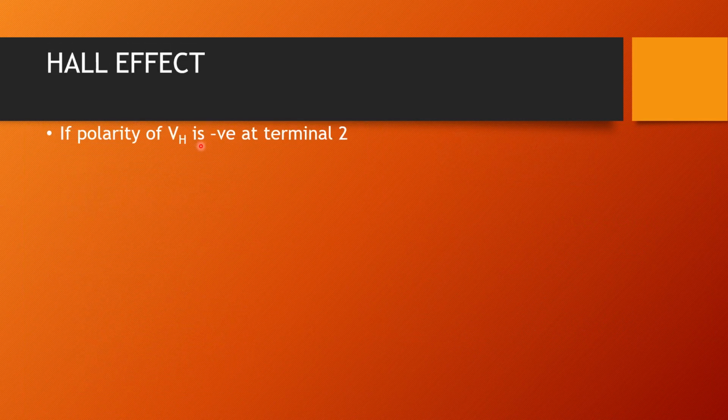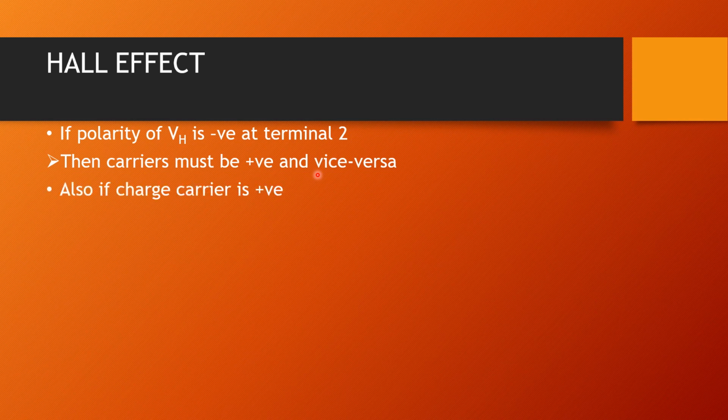If polarity of V_H is negative at the terminal 2, then the carriers must be positive and vice versa. Also, if the charge carrier is positive, R_H is positive and vice versa.